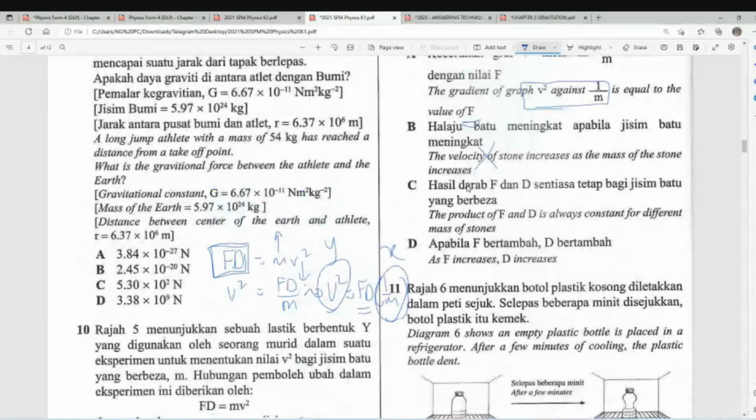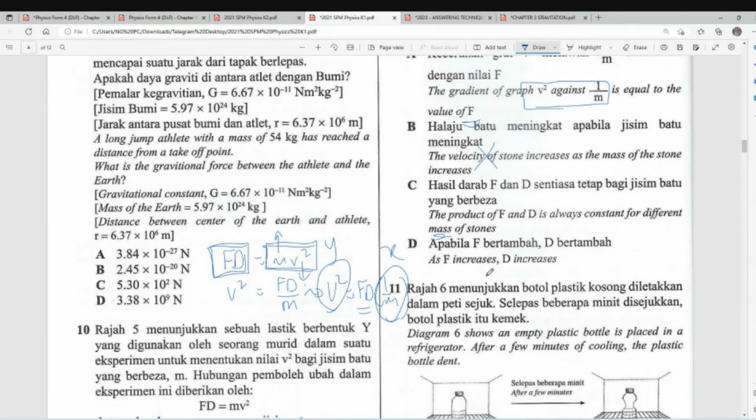Okay, the product of the F and d is always constant for the different mass of the stone. Okay, the product of the Fd is always constant, because Fd equal to mv squared. So when the mass changes, it will affect the v squared. Alright, so this one is talking about mass only, but it doesn't mention about the velocity. So maybe KIV first, we look at the answer B.